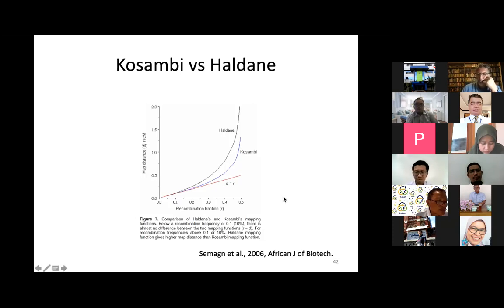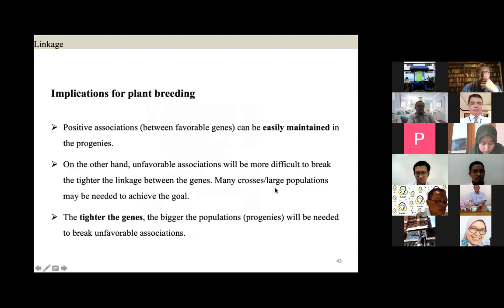So this, implications for plant breeding, this is the last slide. So you have positive associations that are good. In between favorable genes that can be easily maintained. So if you have two good genes that are linked, it's nice because you can select one and have the other coming around.